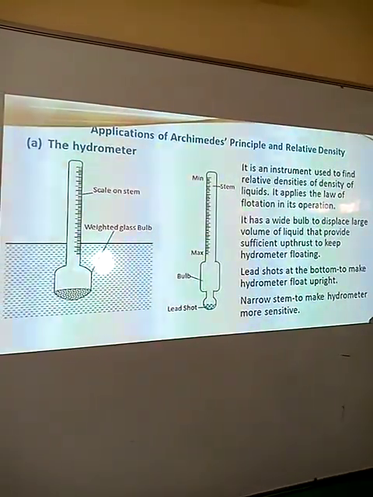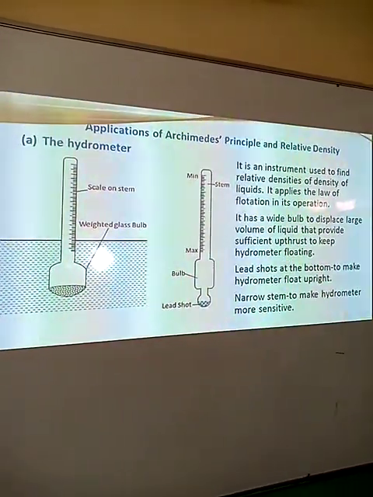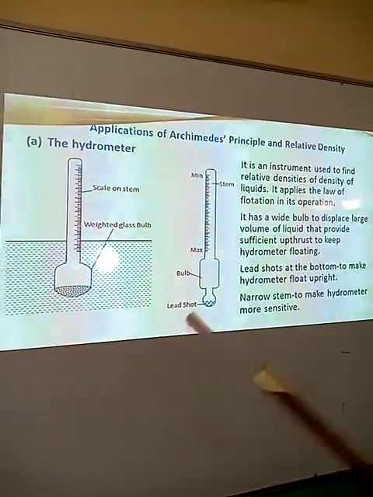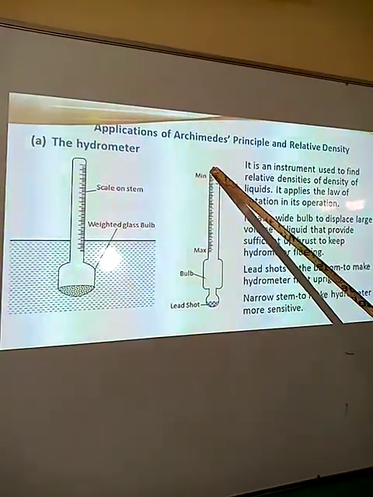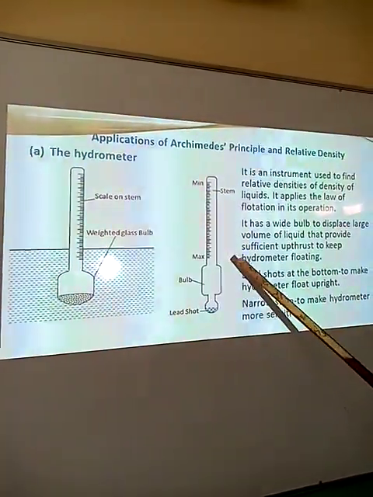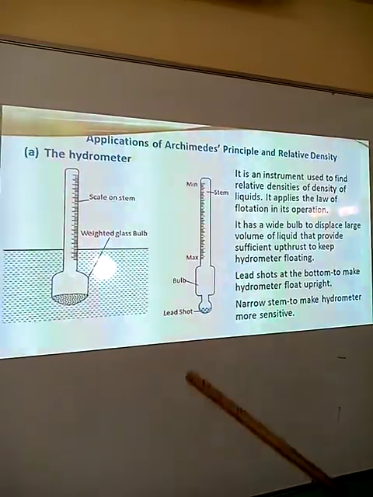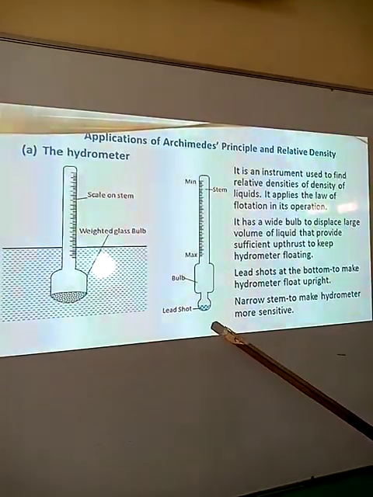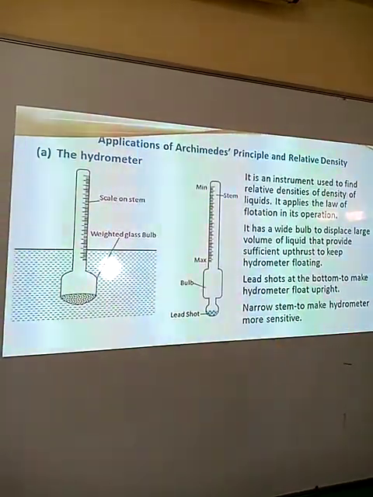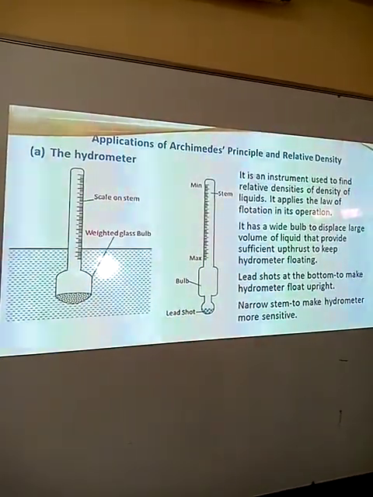So it means it can measure relative density, it can also measure density of any substance. We said it has a narrow stem, and the reason why it's narrow is to make it more sensitive. The scale runs from minimum value up there to the maximum value down there. It has a wide bulb to make it displace a large volume of the liquid, therefore providing sufficient upthrust to make it float. Then it is weighted at the bottom, meaning it has lead shot, or it can be sand or anything heavy to make it float upright in the liquid.